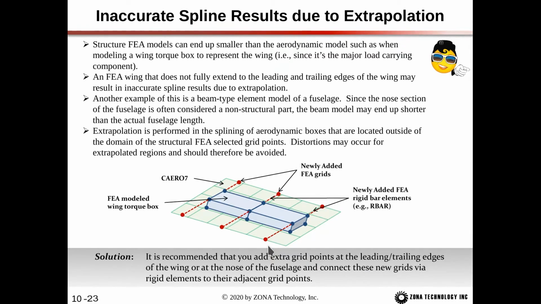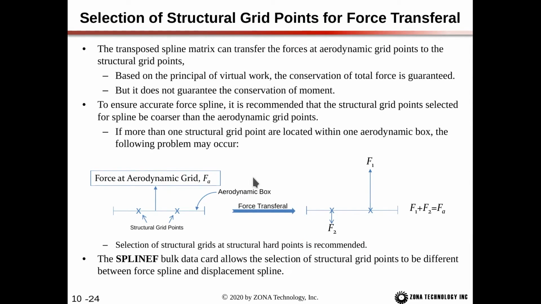So here is the force spline. The transposed spline matrix can transfer the forces at the aerodynamic grid points to the structure grid points. And based on the principle of virtual work, the conservation of total force is guaranteed. However, it does not guarantee the conservation of moment. So, to ensure an accurate force spline, it's recommended that the structural grid points selected for the spline be coarser than that of the aerodynamic grid points.